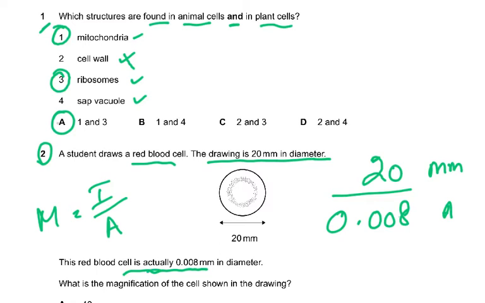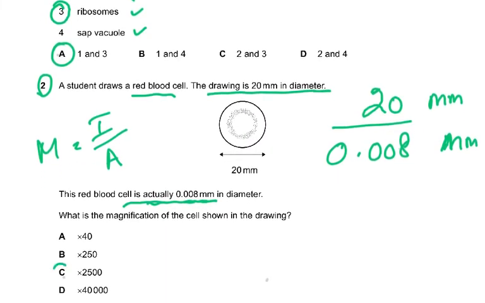The red blood cell is actually 0.008 millimeter. So image over actual, 20 over 0.008 millimeter. So the units must be the same. You must always keep the units the same. If it is in centimeter, then both should be in centimeter. What is the magnification of the cell? You just solve it and it is 2500. So an easy way to do it is magnification is equal to image over actual, and so 20 over 0.008, because that was the information given in the question.